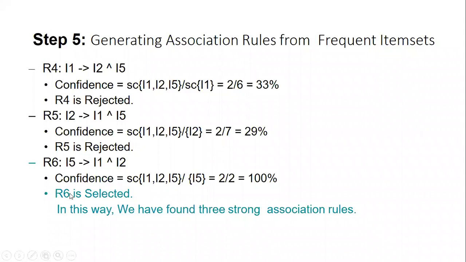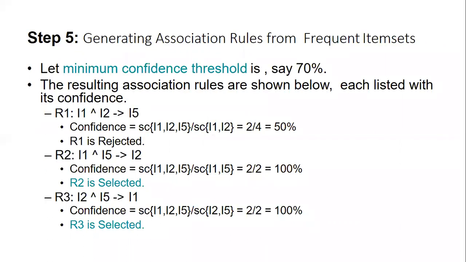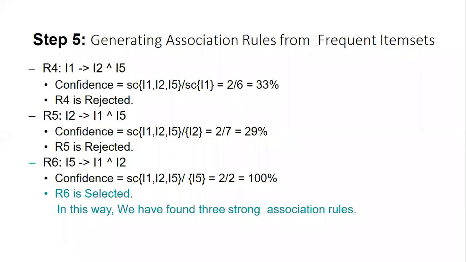So how many rules have we got now? We have got 3 rules: I1, I5 tends to I2; I2, I5 tends to I1; and I5 tends to I1, I2. These are the rules. The remaining ones are rejected. So this is how we do the Apriori algorithm.